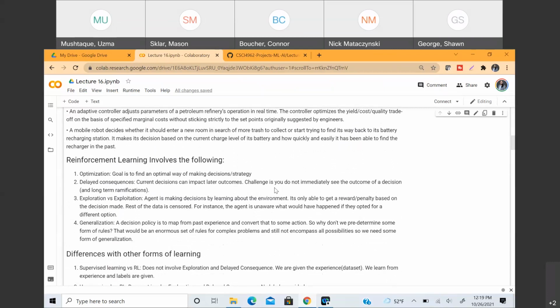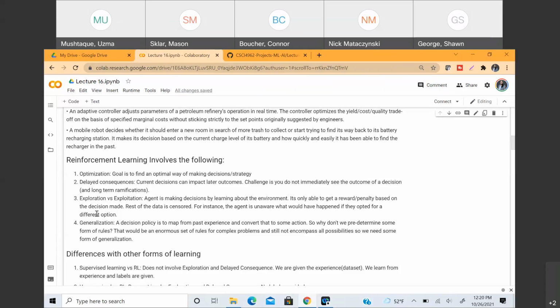So as I said initially, we are doing optimization. We are not finding a decision boundary. We are not clustering anything. We are not clustering data. We are optimizing something, right? So my goal is to find an optimal way of making my decisions and my strategy. So that's the first element of any reinforcement learning problem.